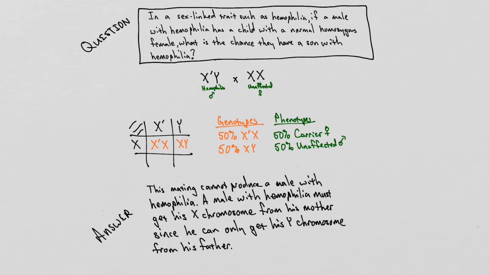A male with hemophilia must get his X chromosome from his mother, since he can only get his Y chromosome from his father. So since he has to get his Y from his dad, he cannot get this father's allele for hemophilia. And so he must get his X, and this is an X-linked or sex-linked trait. And so since he has to get his X from his mom, she doesn't have hemophilia, and so he therefore cannot have it.